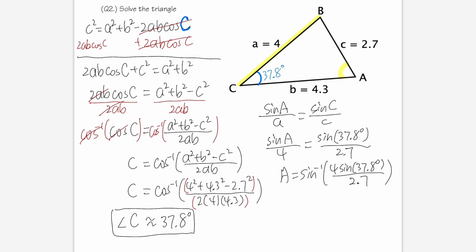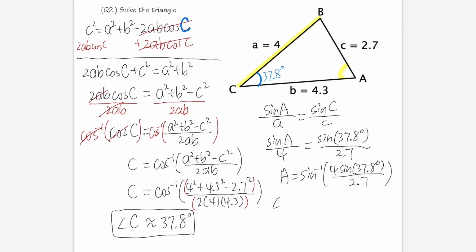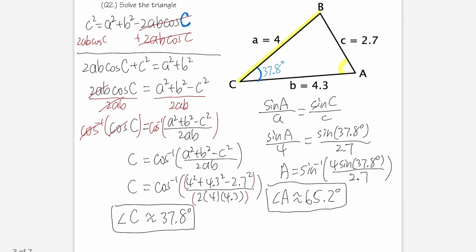And again, let's go ahead and use our calculator. Arc sine, or the inverse sine. 4 times sine of 37.8 degrees, and we divide that by 2.7. I get 65.23. So I'll just say measure angle A is about 65.2 degrees. All right, so that is done. 65.2.